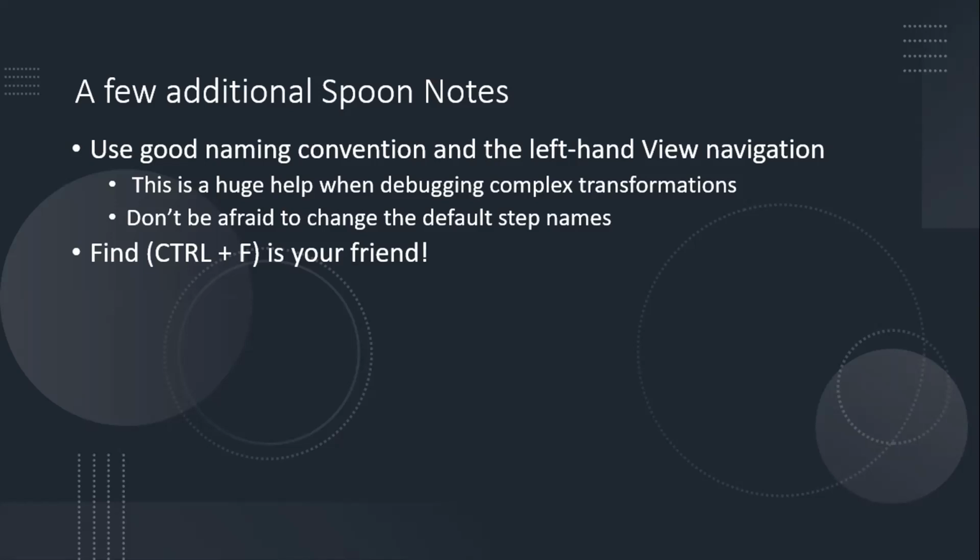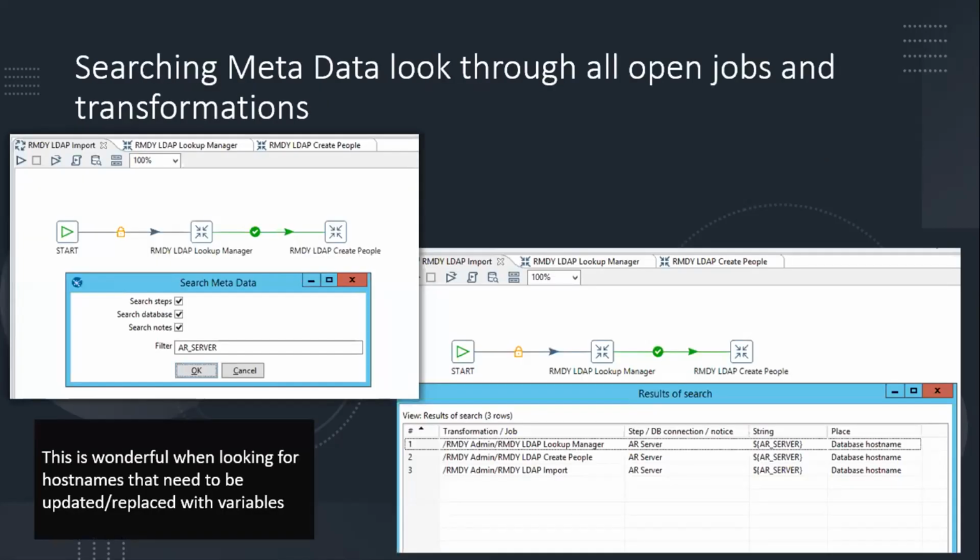The other thing is Control F. The find in Spoon is very powerful, and it will search through all of the transformations that you have open, and it will find metadata pieces that you don't necessarily see. This has been very helpful for finding all the server references, all the connections where you may have missed a hard-coded reference. In this case, I looked for my variable name and I just show that I found it in these places.